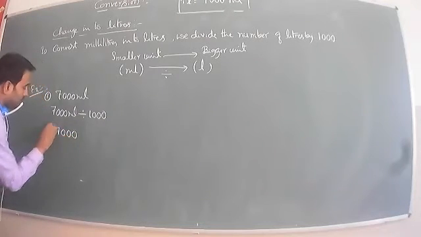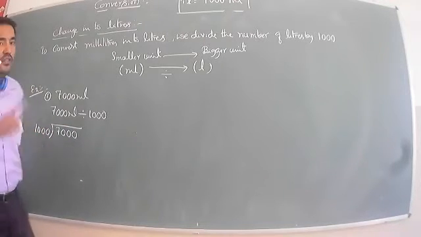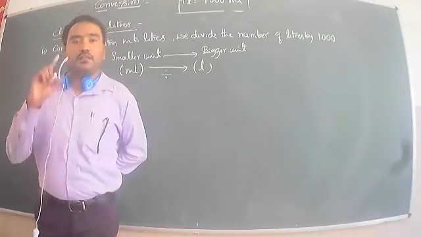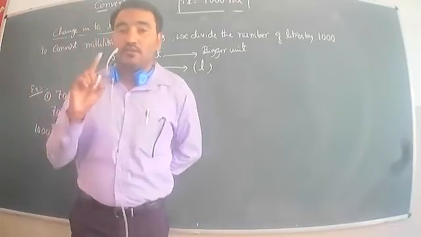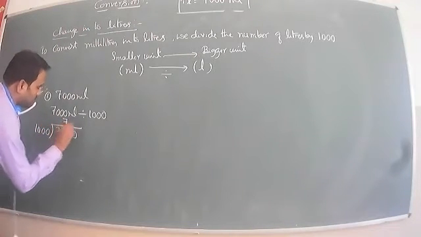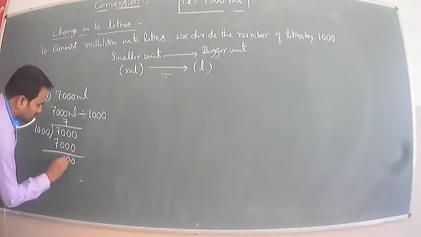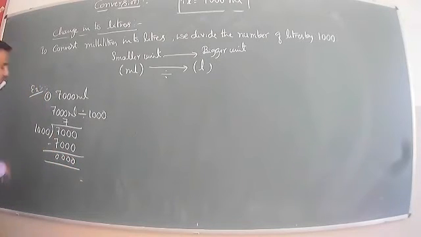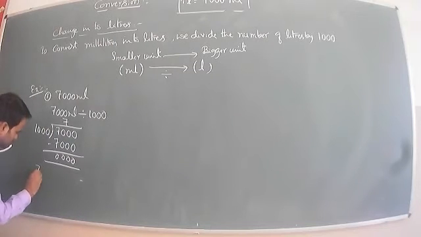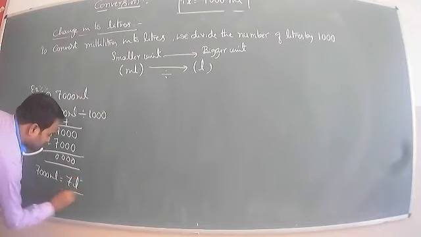So now we use 7000 as the dividend. 1000 goes into the divisor place. 1000 twos are 2000, 1000 fives are 5000, 1000 sevens are 7000. So we write 7, 1000 sevens are 7000. The remainder is 0. So how many liters are there? So 7000 milliliter equal to 7 liter.